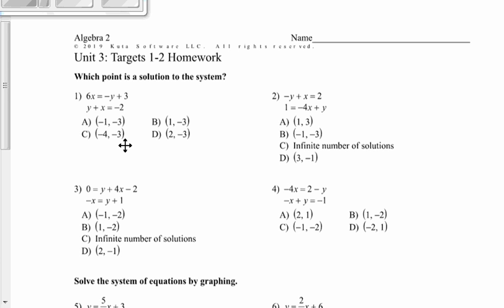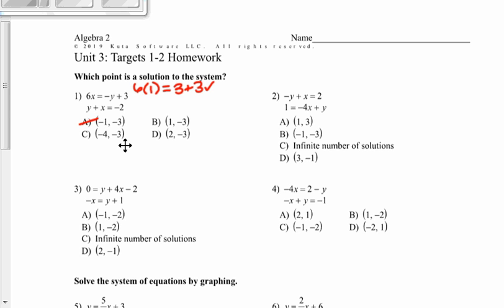So I'm going to look at number 1, starting with answer choice A. On A, I'm going to plug in a -1 for x and a -3 for y. So that would be 6 times -1 equals -3 plus 3, which would be -6 equals +6. This is a false statement. -6 does not equal +6. So even without checking it in the second equation, I know that can't be the answer because it's not true in the first equation.